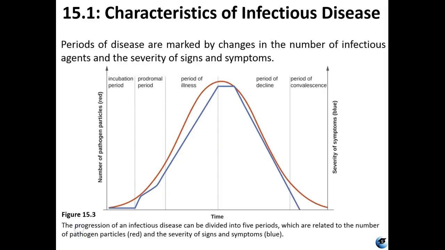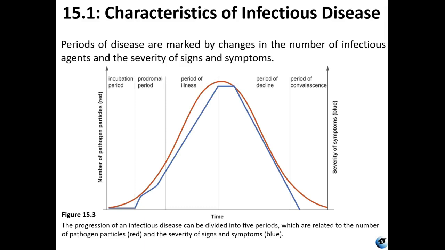Characteristics of infectious disease, right? So this has to do with the infection period, and it's very closely aligned to the growth phase of microorganisms. This figure 15.3 shows the progression of infectious disease, and it divides it into 5 periods, which relates to the number of pathogen particles and the severity of signs and symptoms. So the number of pathogen particles is directly related to the growth and the reproduction of the microorganism.